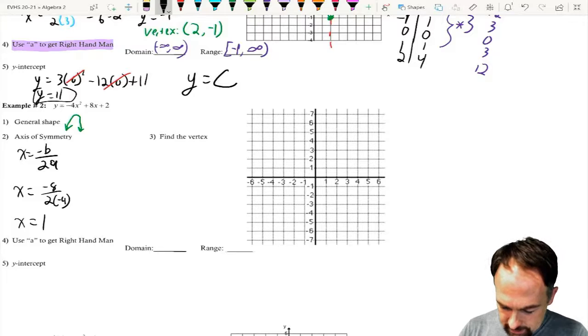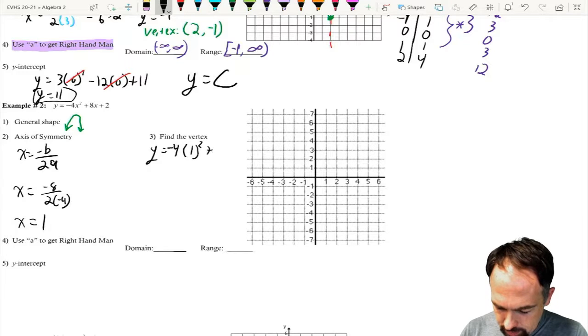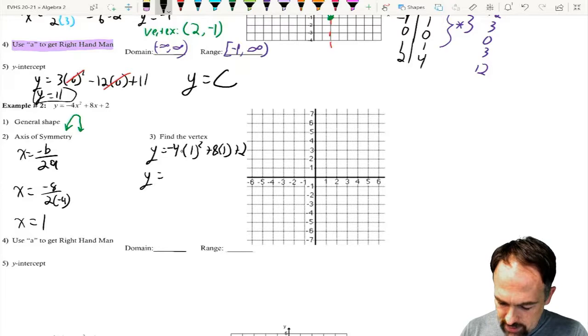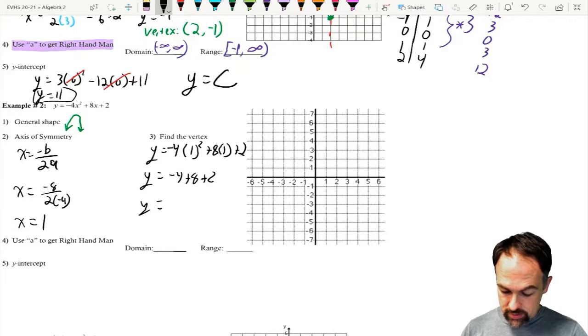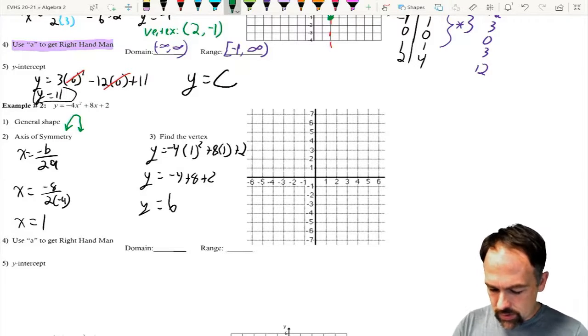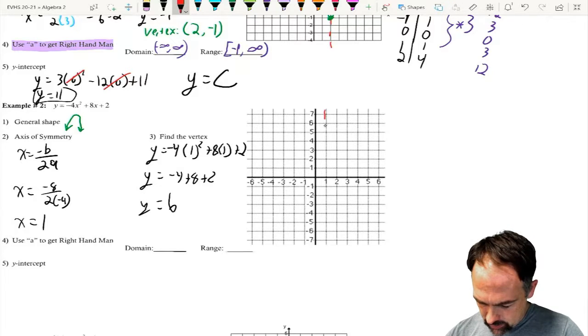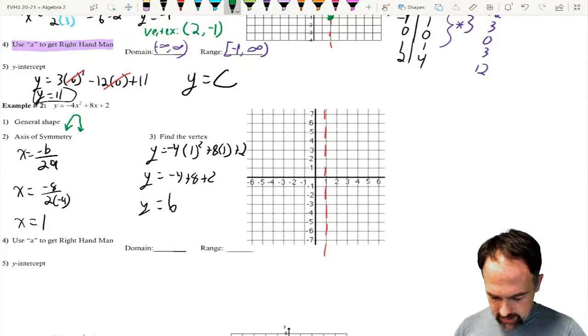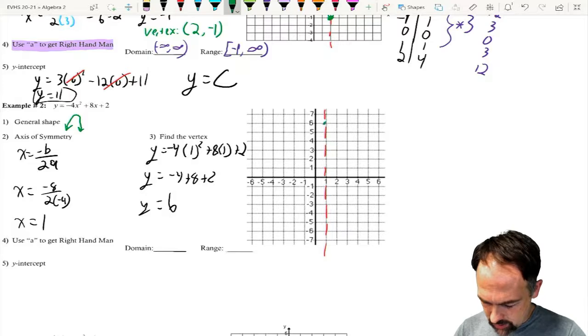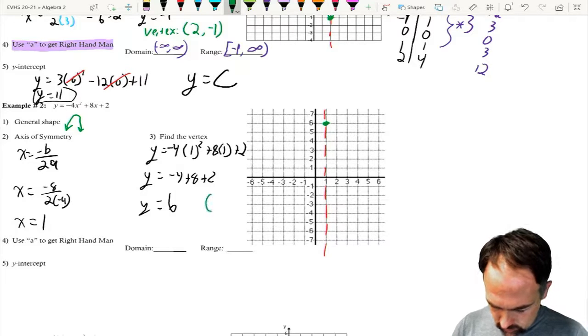Now let's find our vertex. That's going to happen at y equals negative 4 times 1 squared plus 8 times 1 plus 2. 1 squared is 1 times negative 4 is negative 4, plus 8, plus 2. So y is going to happen at negative 4 plus 8 is 4, plus 2 is 6. So axis of symmetry at x equals 1. Vertex at the point (1, 6).